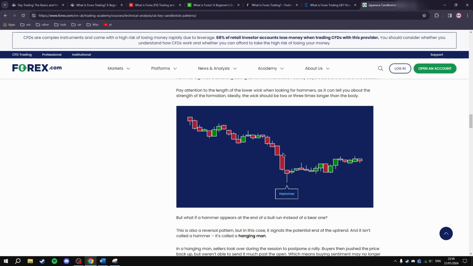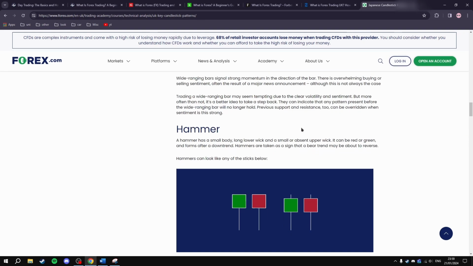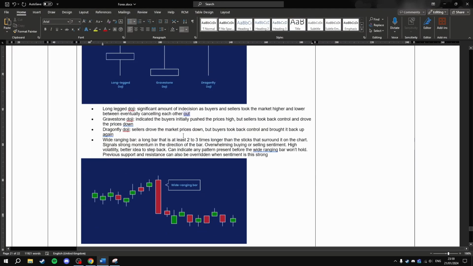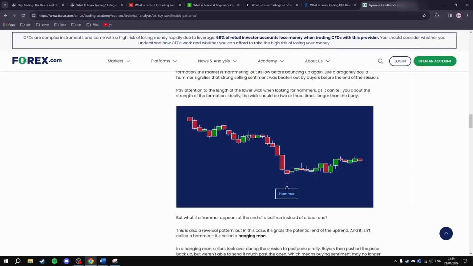That's a, what's it called? The wide ranging bar one here. We've got a, let's say, not the dragonfly. That's a gravestone, isn't it? The gravestone doji. Kind of, yeah. No, well, not really, because it has a little lower wick. That's a gravestone doji.